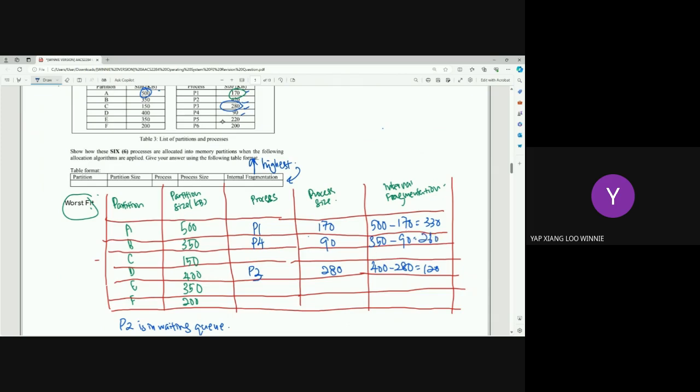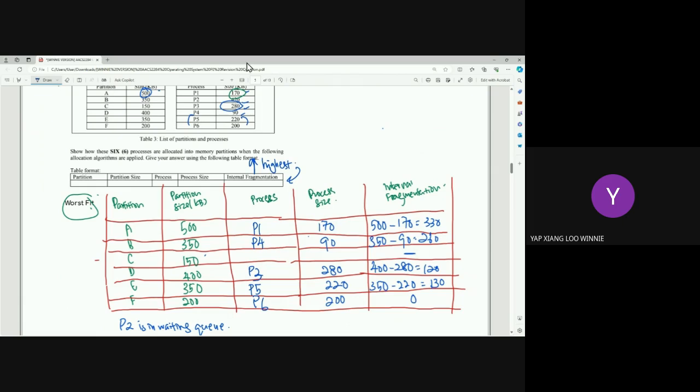The next one, P5, 220. For 220, you compare 150, 350, and 200. The highest difference will be 350. So you put process 5 here, 220, and the fragmentation is 350 minus 220, which gives you 130. All right, the last one, process 6. Only the 150 and 200 partitions are left, right? So you directly put it into F, the only one that can fit, at 200. So the internal fragmentation is 0. You also see partition 3 you didn't use, so the internal fragmentation is not applicable. You put a dash over here.